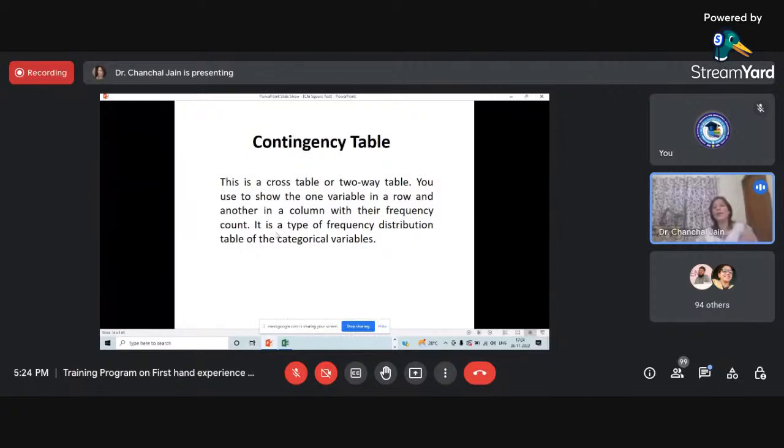So again, I'll repeat, it would generally be a 2 by 2 table. It does not have to be 2 by 2, it can be more than 2 by 2 also, but there will always be columns and rows. We keep one variable in rows and the second variable in columns, and whatever frequencies we get from the respondents' data, we keep according to the row and column combination. This particular combination or table is known as the contingency table.